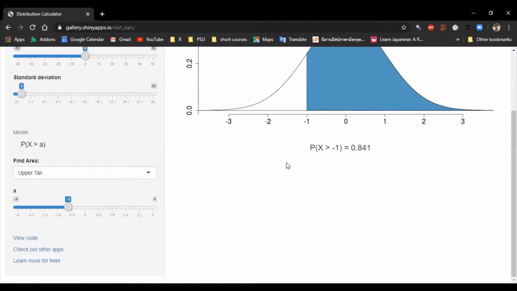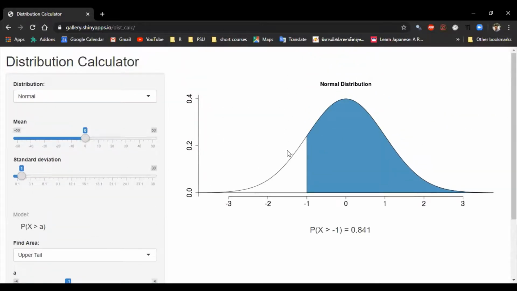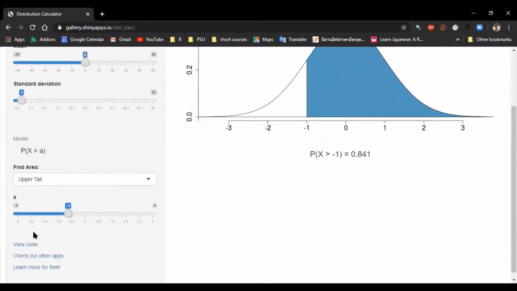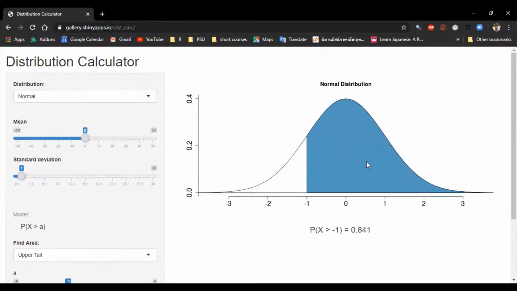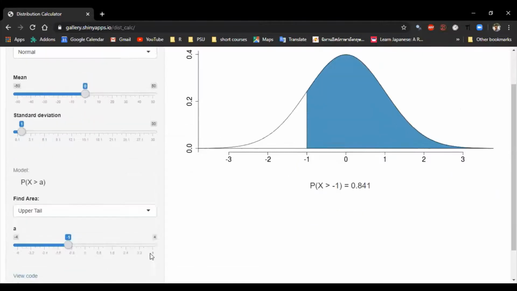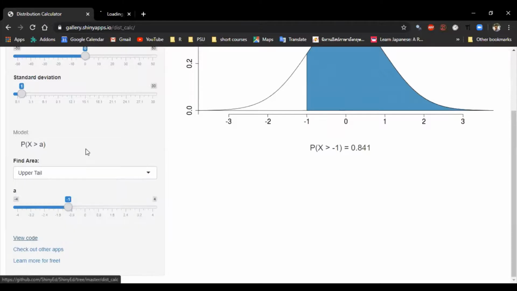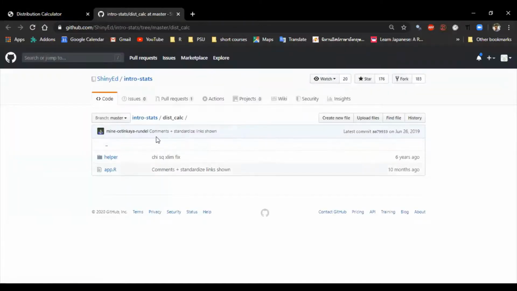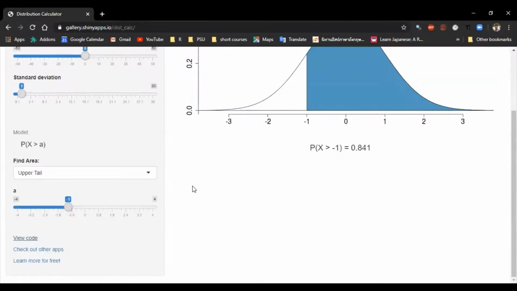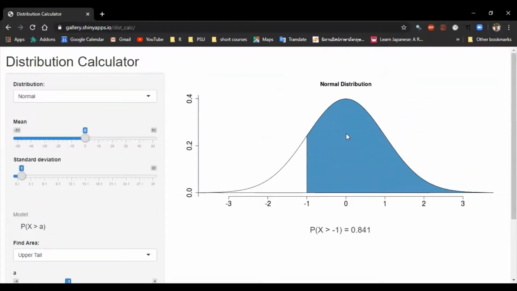One thing to promote R is that this applet is written in R. You can see the code used to generate everything. It is written with the shiny package. You can look at the code in your own time. Shiny is a very popular package with which you can write your code in R and generate a web application. I think time limit.